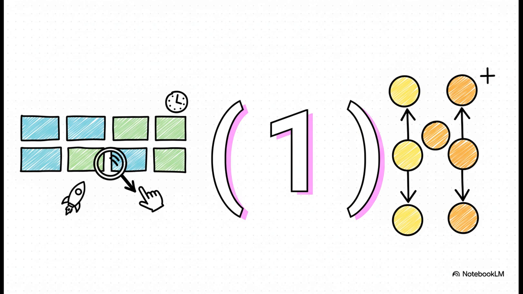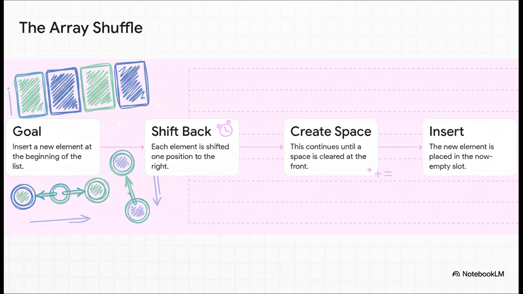It's incredible. But here is the catch. Here is where it all falls apart. To insert a new item at the very beginning of our array, we can't just stick it there. We have to make room. And that means every single other element has to be shifted down by one position. If you have 1,000,000 items in that list, that's 1,000,000 move operations you have to do. We call this the array shuffle, and it is a classic linear O(n) operation.